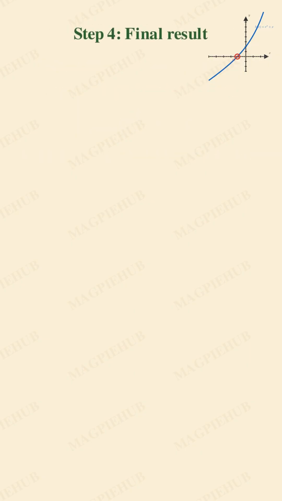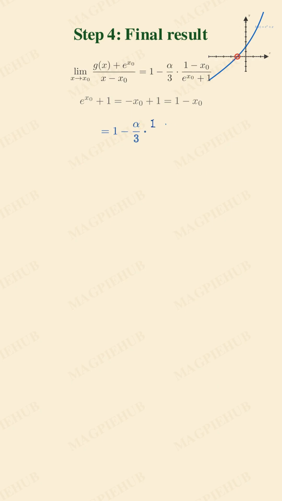Step 4. Substituting back. The limit equals 1 minus alpha over 3 times 1 minus x naught over e to the x naught plus 1. But notice that e to the x naught plus 1 also equals 1 minus x naught. So the fraction simplifies to 1. The final limit in absolute value is simply the absolute value of 1 minus alpha over 3.